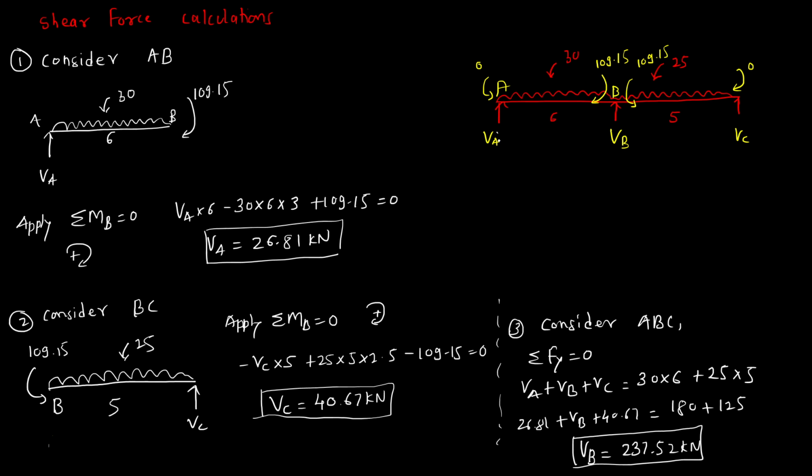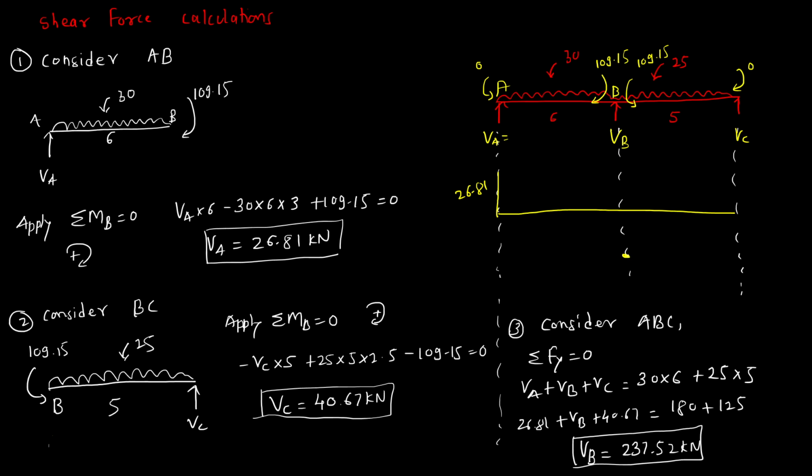Now we have to draw the shear force diagram. Once you have calculated all the shear forces, then you start drawing the shear force diagram. So first we'll draw the zero line. VA, what is the value of VA? 26.81, so 26.81 will move upward. Now 26.81 minus 30 into 6 gives us negative 153.19.